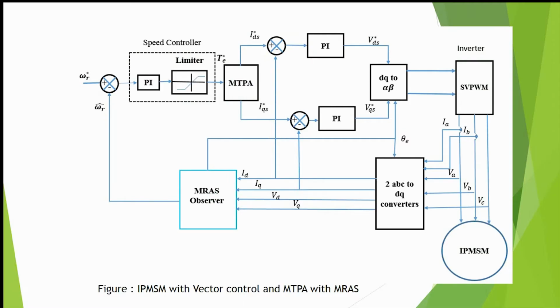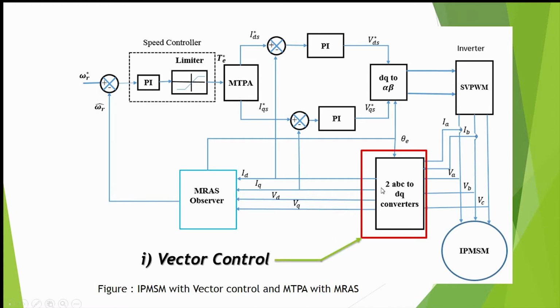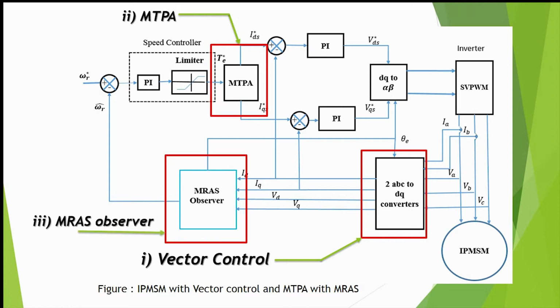This is the complete drive arrangement with the MRAS observer. In this we have a vector control arrangement. Here is another, the MTPA arrangement, which we are going to talk about in the next slides. This is our MRAS observer, which will provide the estimation of speed and angular position theta.